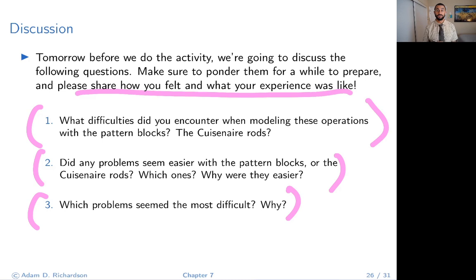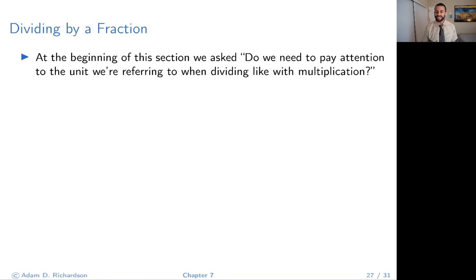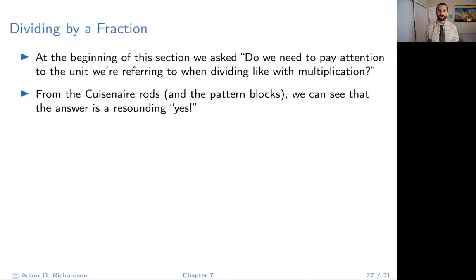All right, so at the beginning of this section, we talked about this. We said, do we need to pay attention to the unit we're referring to when we divide, like we did with multiplication? Absolutely, yes. From the Cuisenaire rods and the pattern blocks, you can see that the answer is definitely yes. You definitely need to pay attention to the referent unit. And the truth is, you always will, in any operation, even addition and subtraction. You have to pay attention to the referent unit.